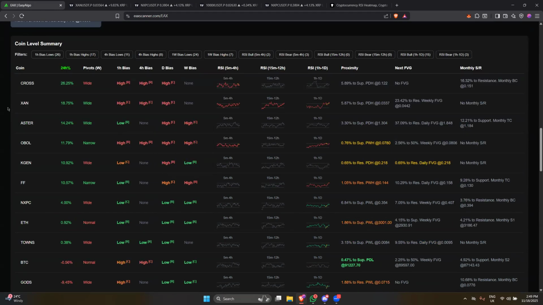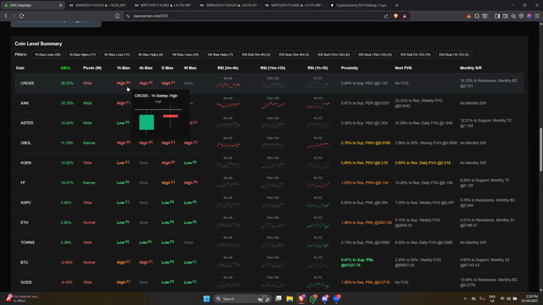Next, basically here you've got your bias, which is all SMC. So your 1 hour sweep, 4 hour sweep, daily sweep, weekly sweep, and this is all based on the fact that in SMC, price always sweeps highs and lows. On the lower time frame, it sweeps the higher time frames. So the 1 hour will sweep a daily, for instance. That's the logic behind it, and the R indicates that there's a reversal.